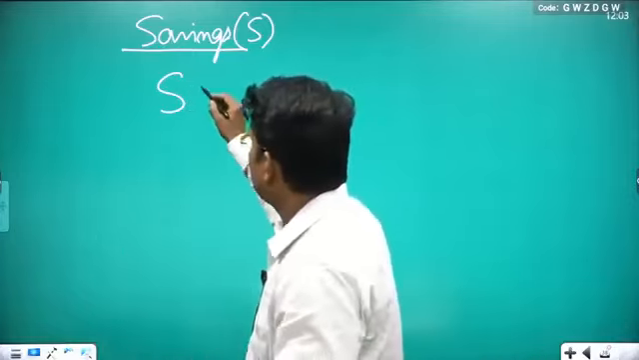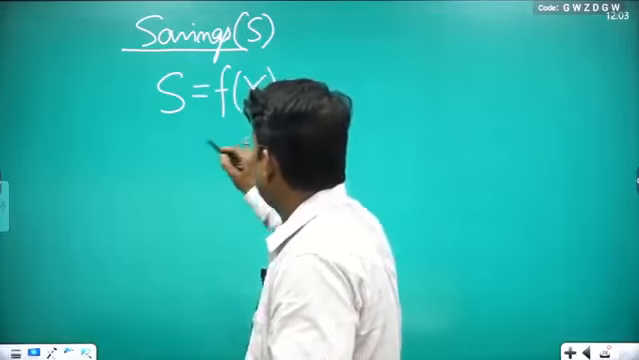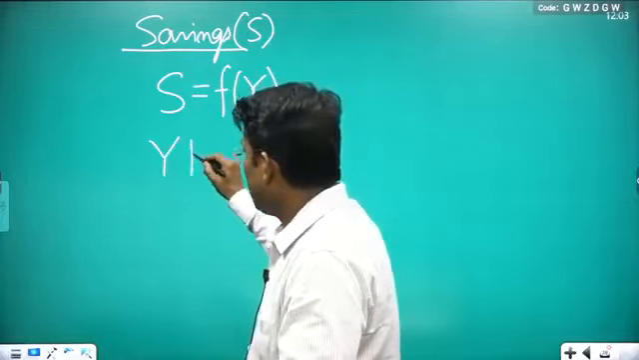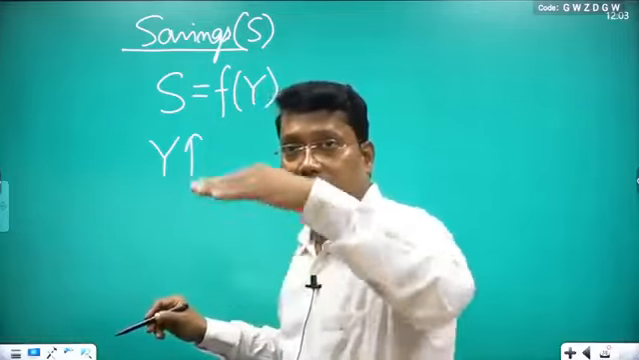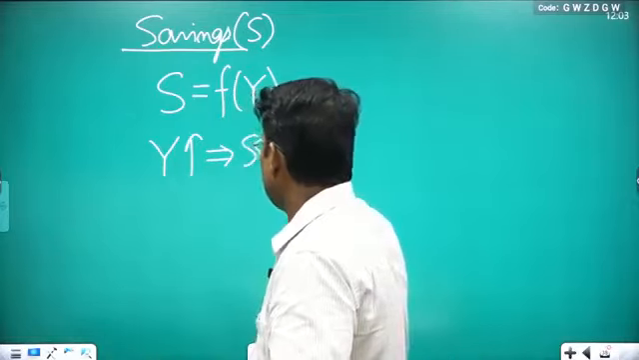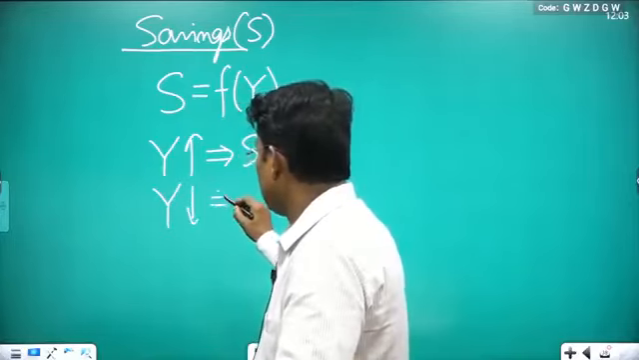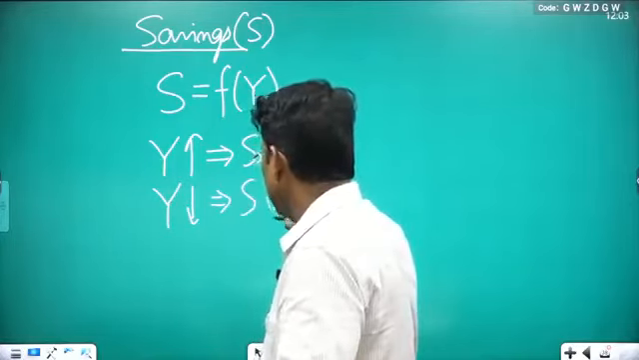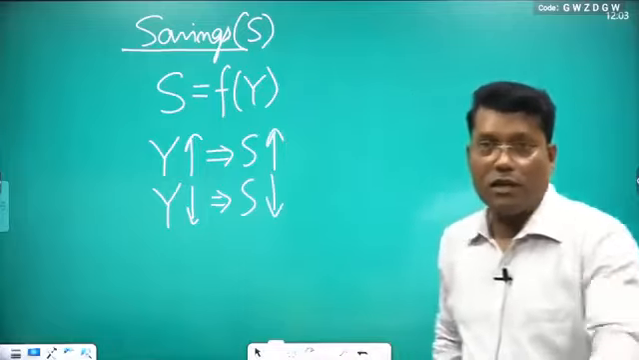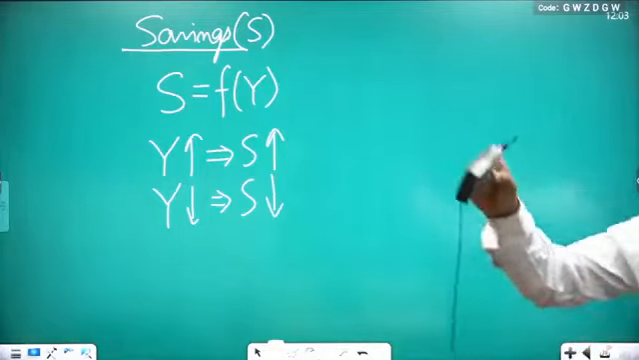Just write like this: S is a function of Y. What you are saying is, if the income level in the country starts increasing, it is going to increase your savings in the country. If Y starts decreasing, then saving is going to decrease. These two are a positive relationship. Clear? Just give me 1 minute. Meanwhile, you write.